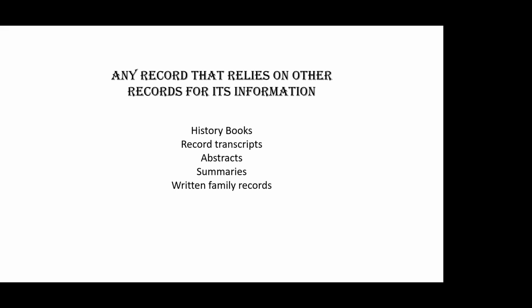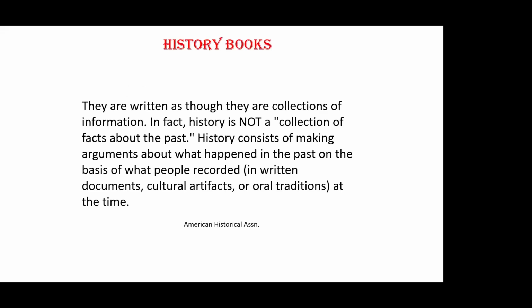Now, when we think of derivative records, the first thing we usually think of are history books, okay? The American Historical Association says that history books are written as though they are a collection of facts. In fact, history is not a collection of facts about the past. History contains the making of arguments about what happened in the past on the basis of what people recorded in written documents, cultural artifacts, or oral traditions at the time that history book was written.